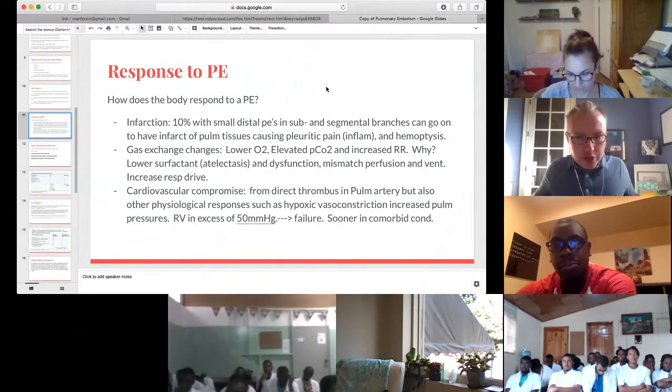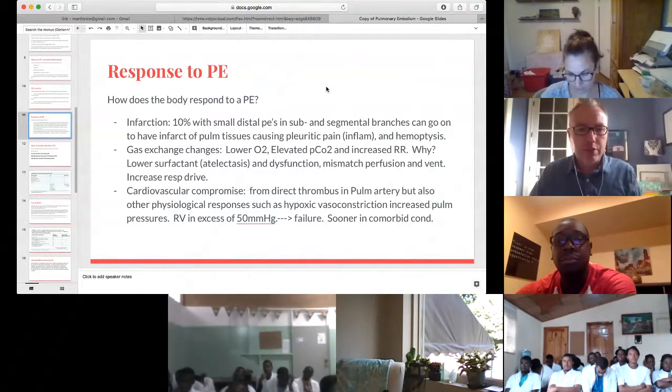However, these are the things that people can present with, when they have symptoms, in terms of physiological responses.